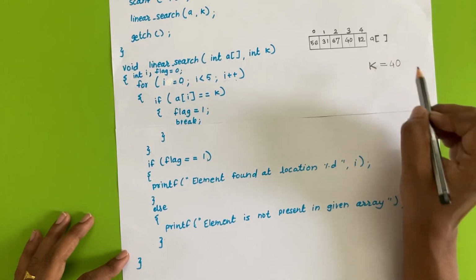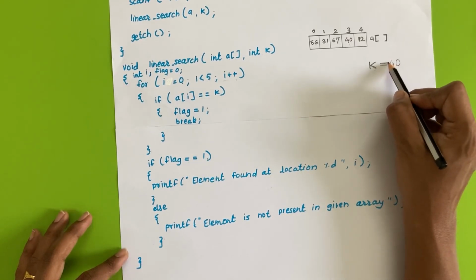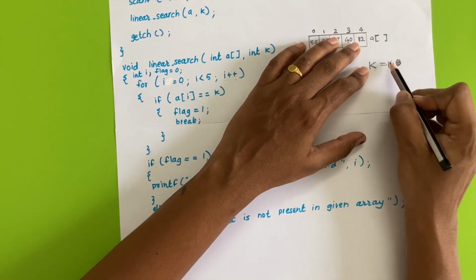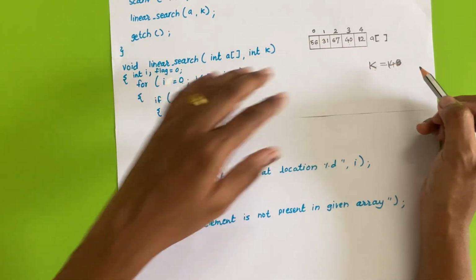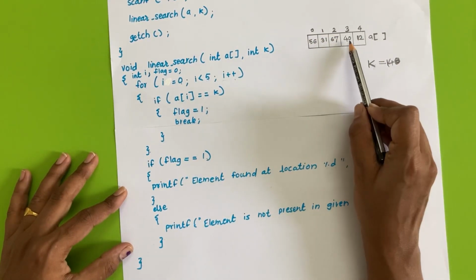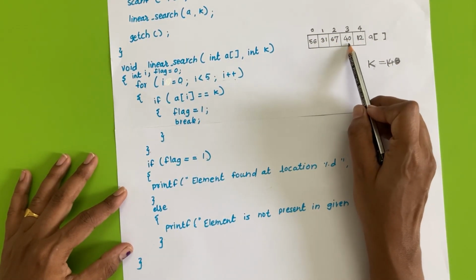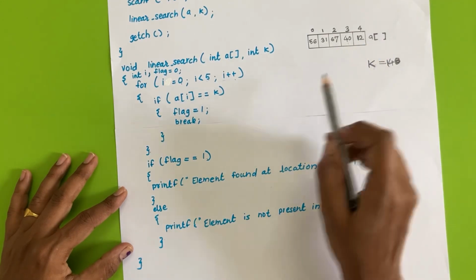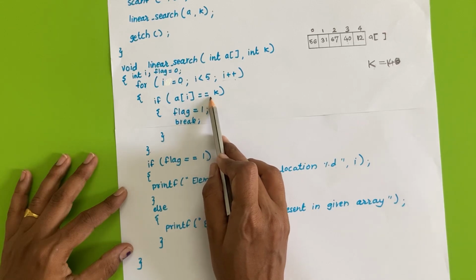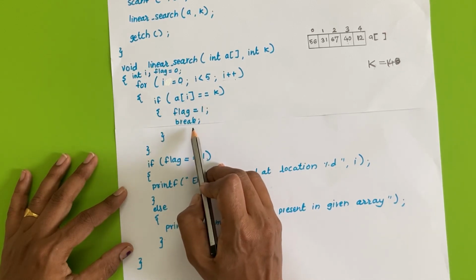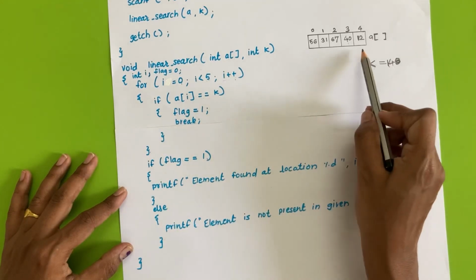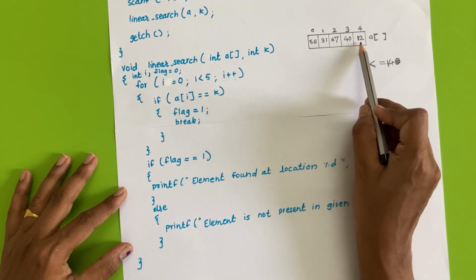Suppose the searching element is 14 instead of 40, and we have 4 elements. So what will happen here? Up to 3 we have seen, so again a of 3 will get compared with k. a of 3 is not equal to k. So again it does not satisfy the condition, so it will increment the counter by 1. So now the value of i will be 4.